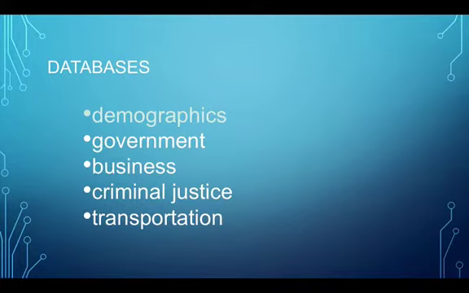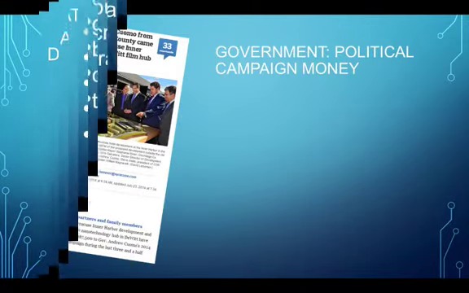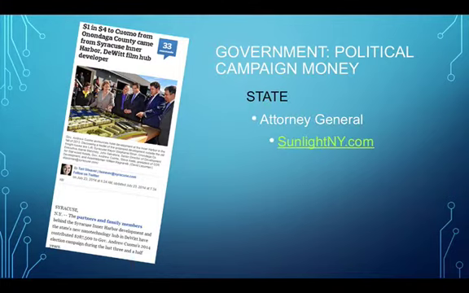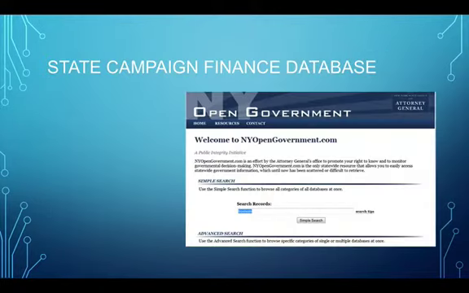We've talked about demographics. I want to move now to several government databases that can help you as a reporter. Here's a story that the Post-Standard did about the money that Governor Cuomo has received from Syracuse and Onondaga County, and who some of the key donors are. You can track all kinds of political campaign money in the state through the Attorney General's website, or at the federal level through either of these two websites. Let's take a look at the state campaign finance database.